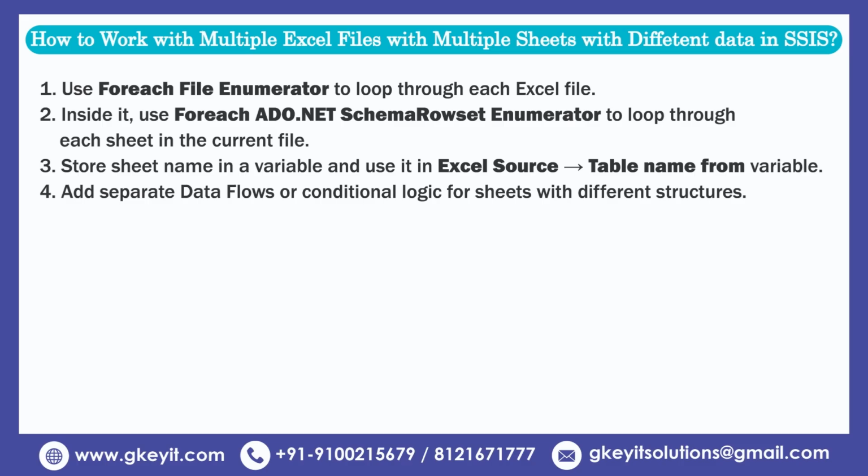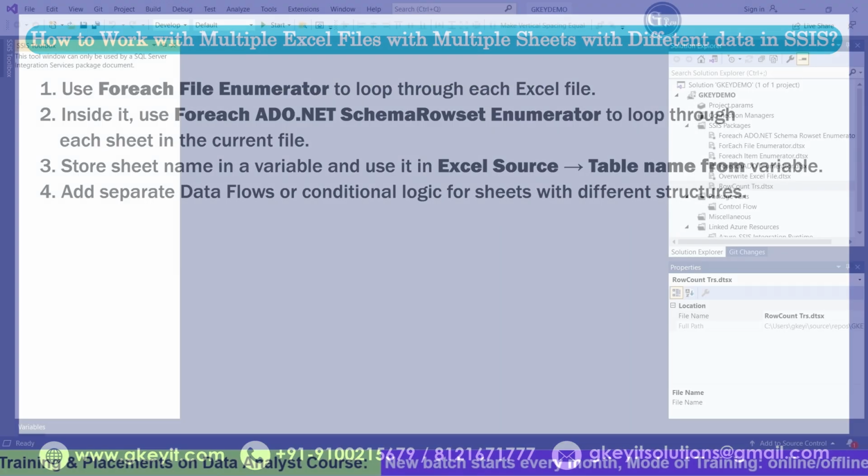To do all this process, we have to use the Foreach Loop container. In that, there are different enumerators, like the Foreach File enumerator and the Foreach ADO.NET Schema Rowset enumerator, that we are going to use to do this process. Let us see these things practically in SSIS.